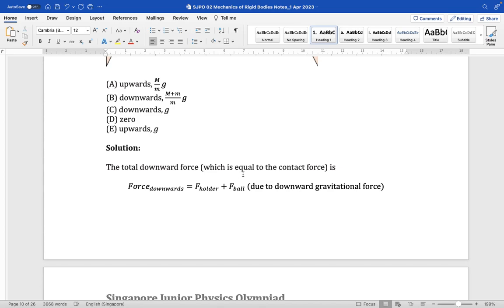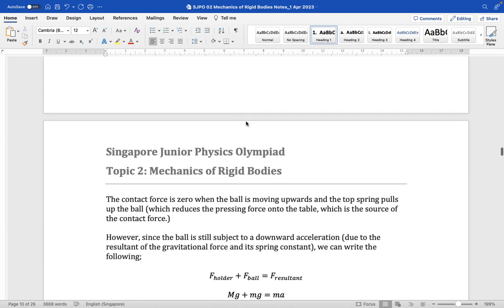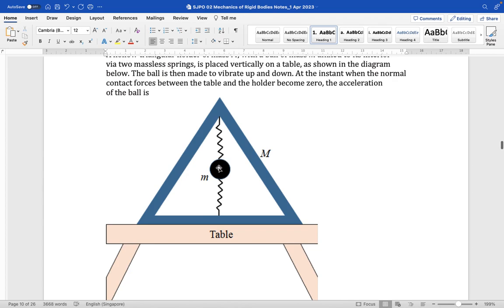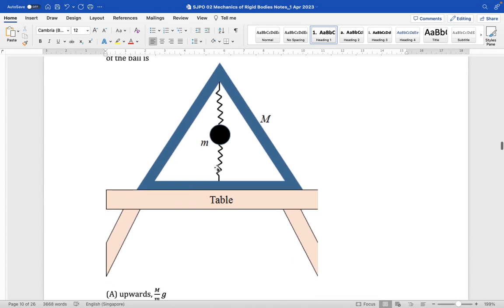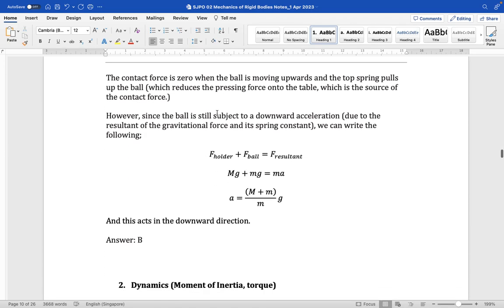The total downward force will be equal to the contact force. Now, the downward force is due to the mass of the holder itself as well as the mass of the ball itself. So we have the force due to the holder and the force due to the ball. This contact force will become 0 when the ball is moving upwards and the top spring pulls up this ball, reducing the so-called pressure on the table downwards. So when the ball is moving upwards, the contact force will start to decrease because not much force is being applied to the table. And at some point, the contact force will go to 0.